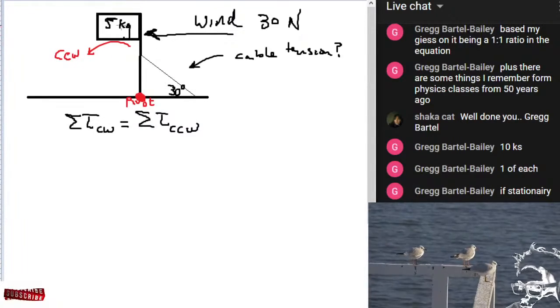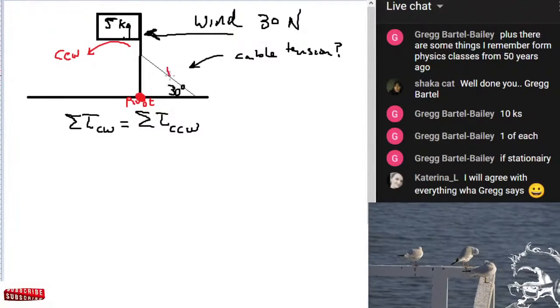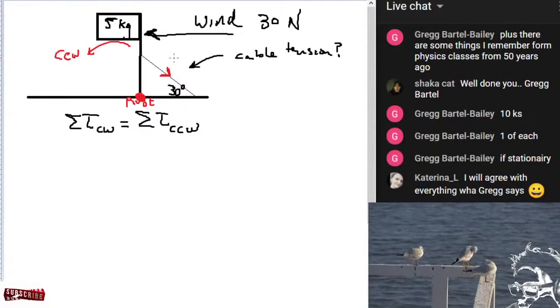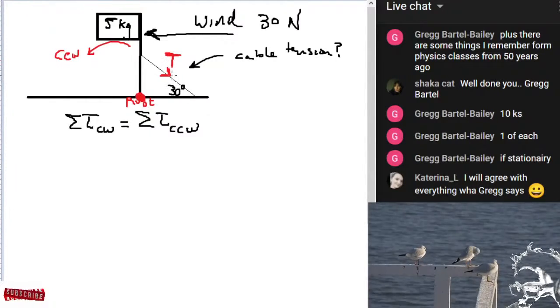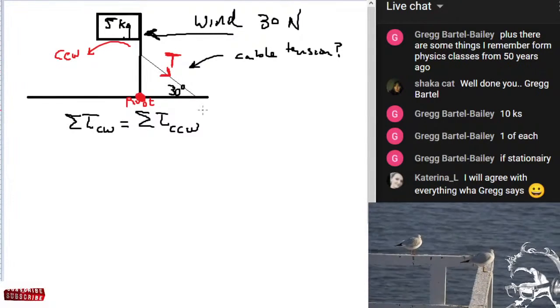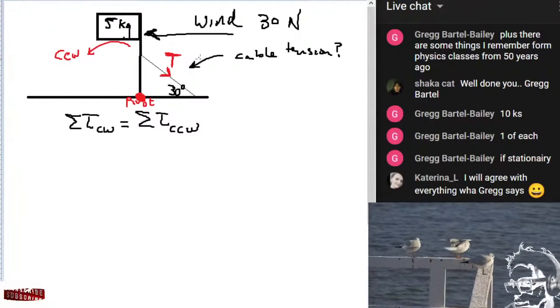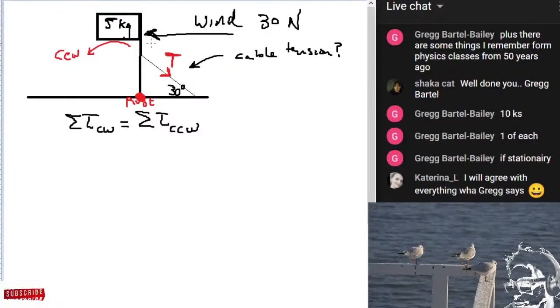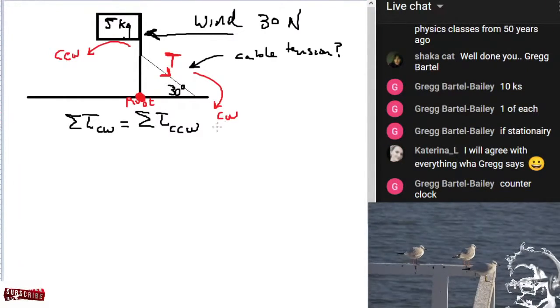If the wind's pushing this way, it's going to put strain on this cable. So it's going to have a tension like that. That's not a tau, it's a T. So the tension is pulling this thing this way. So if we think about it, we pull this way and try to make the flagpole rotate this direction, which would be clockwise.